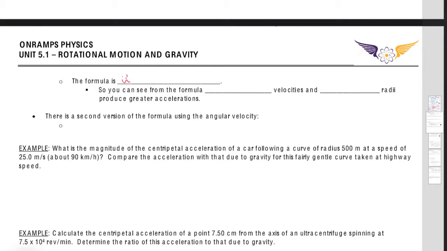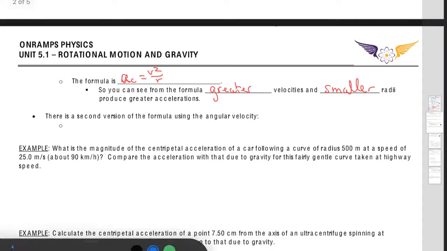So the formula is simply a sub c equals v squared over r. The c signifies the centripetal acceleration. We take the linear speed, square it, and divide it by the radius. What you can see from the formula is that greater velocities and smaller radii are going to produce greater accelerations.